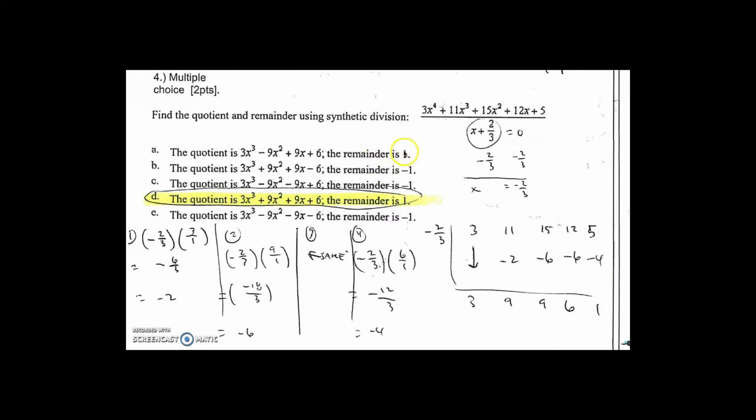So notice how A and D have remainders of 1. But if I look at these numbers, 3, 9, 9, 6, 1, they are the coefficients, but one less than this. So this would be 3x to the third, 9x squared, plus 9x plus 6 with a remainder of 1. The last one is a remainder, so that would be choice D.